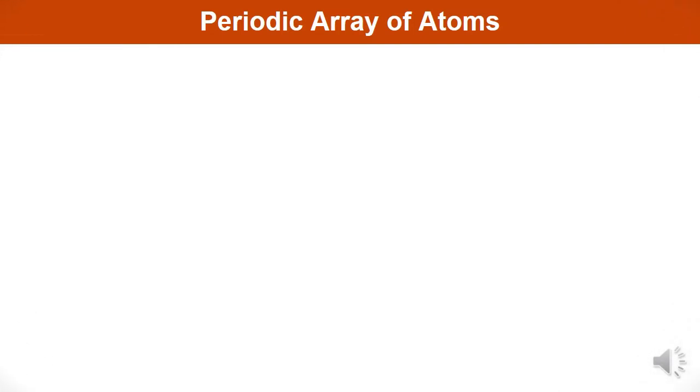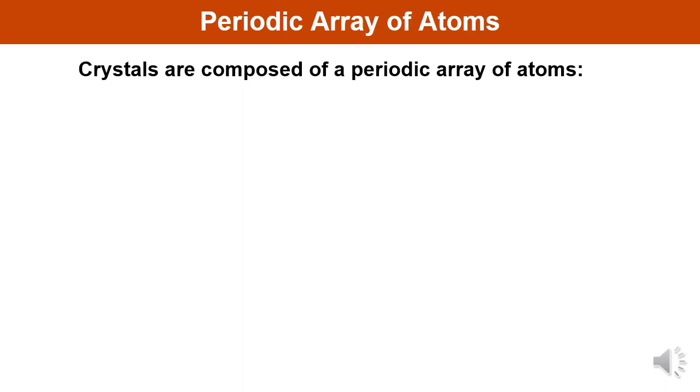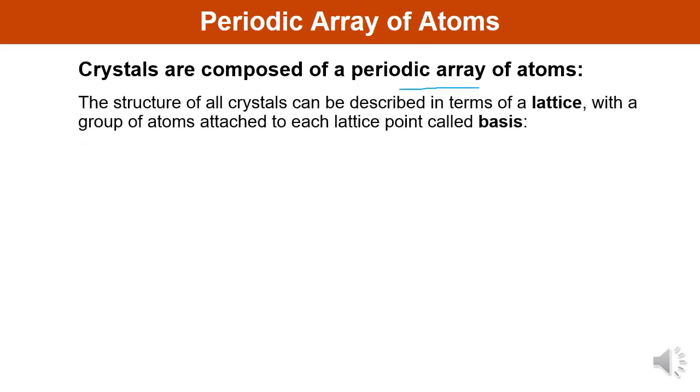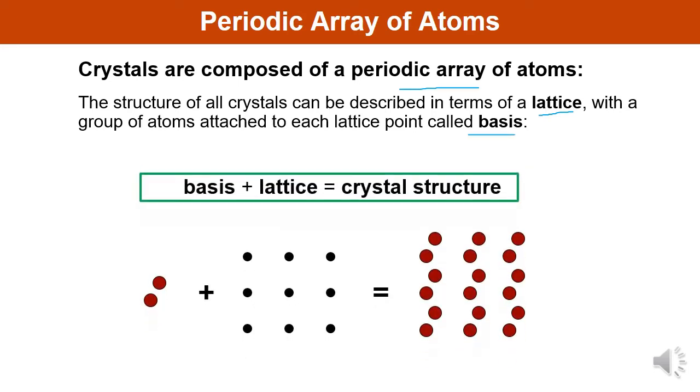What is the periodic array of atoms? How to define it? What do you mean by this? You must know that crystals are composed of a periodic array of atoms. The structure of all crystals can be described in terms of a lattice, with a group of atoms attached to each lattice point called the basis. Therefore, basis plus lattice gives you the crystal structure.